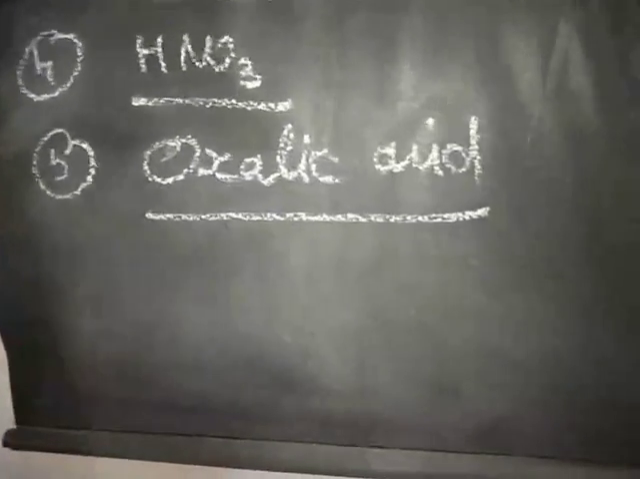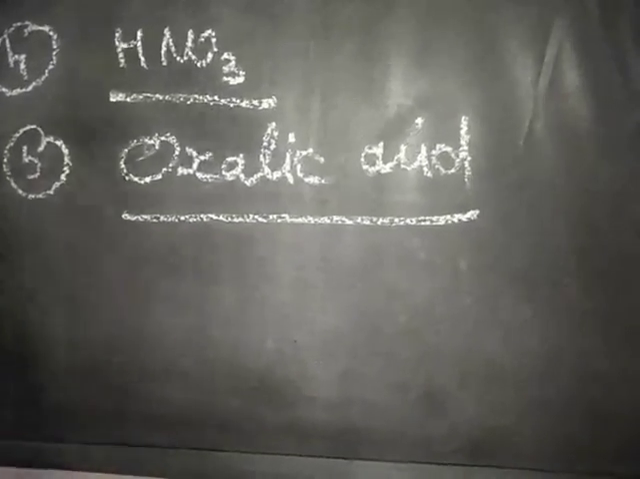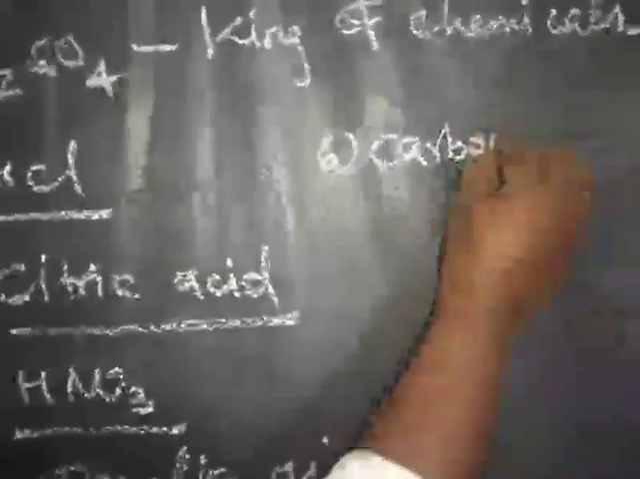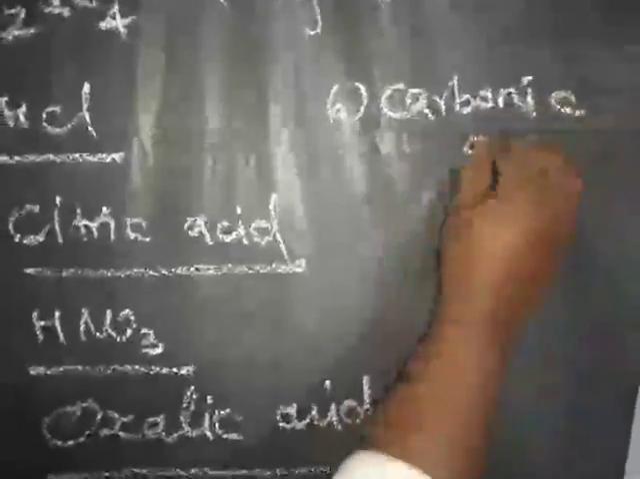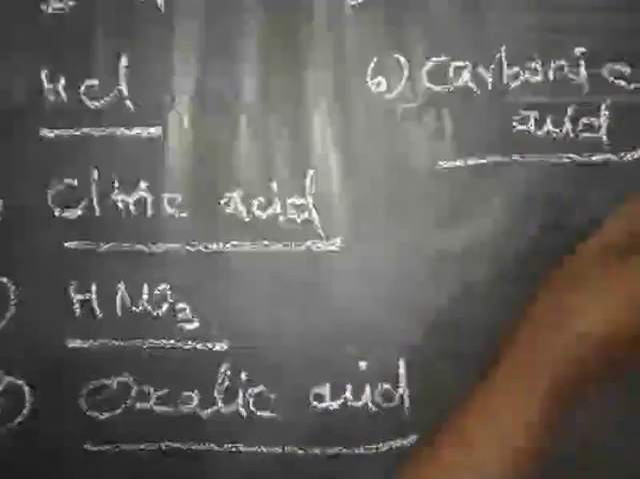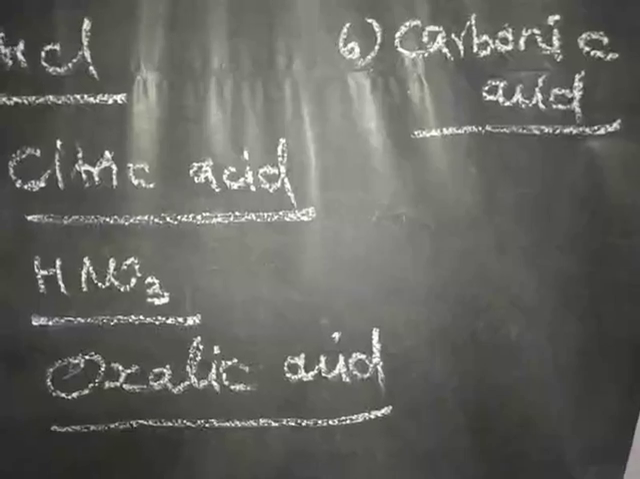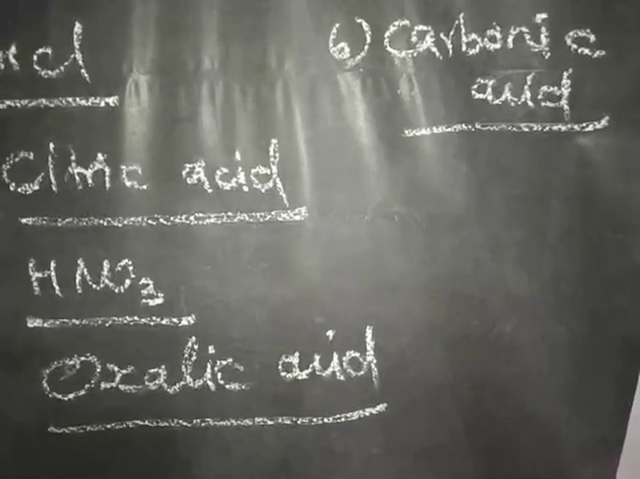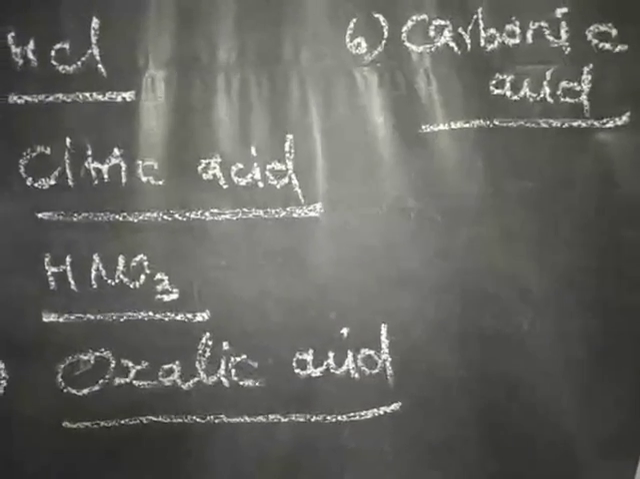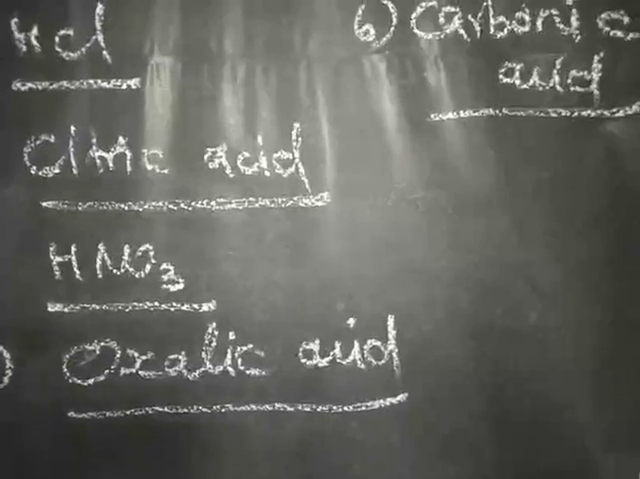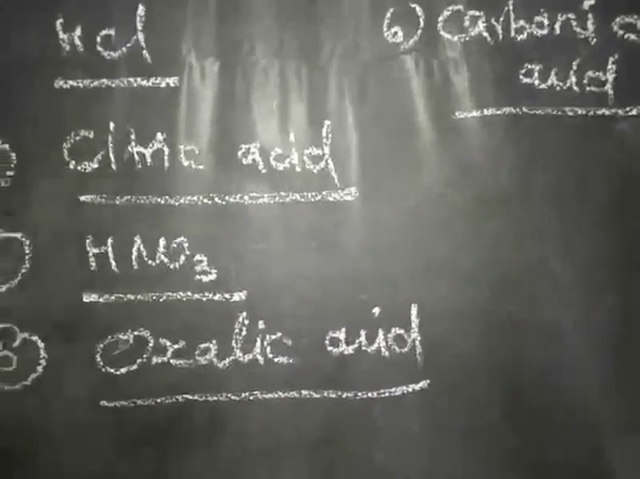Next one, carbonic acid. Carbonic acid is used in aerated drinks. Last one, tartaric acid is a constituent of baking powder. So these are all the uses of acids.